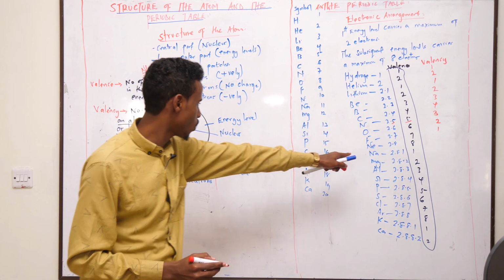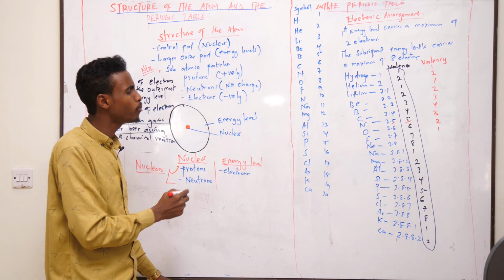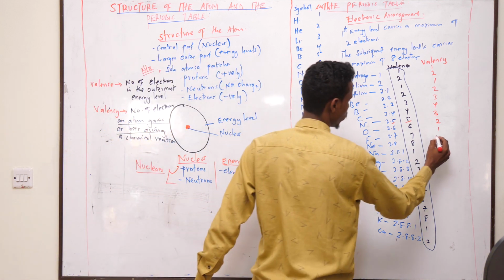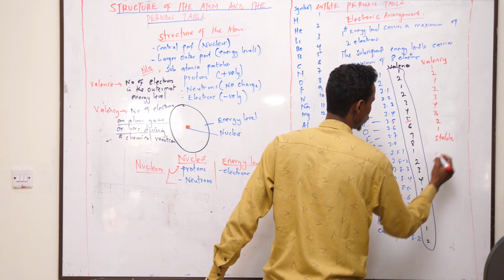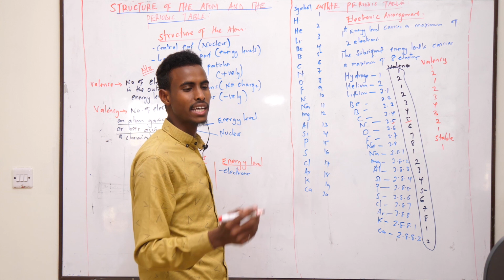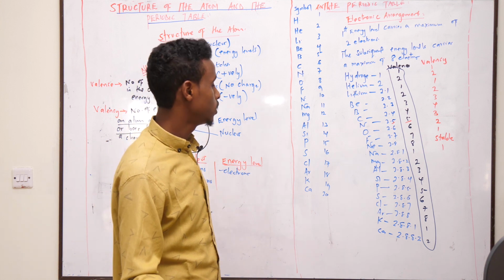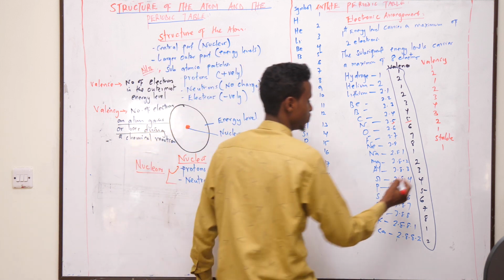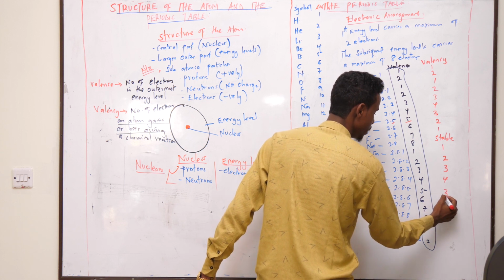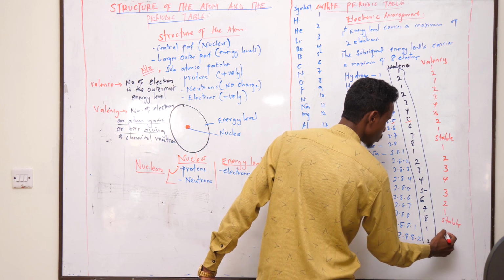Now, the valency of neon. Neon is stable and in octet state, so it is stable, neither gains nor loses. Sodium is 1, because sodium is a metal with 1 electron in the outermost energy level, so it is easier to lose 1 electron than to gain 7 electrons. This one is 2, 3, 4, again 5, 3, 2, 1, stable. This one, 1, 2.